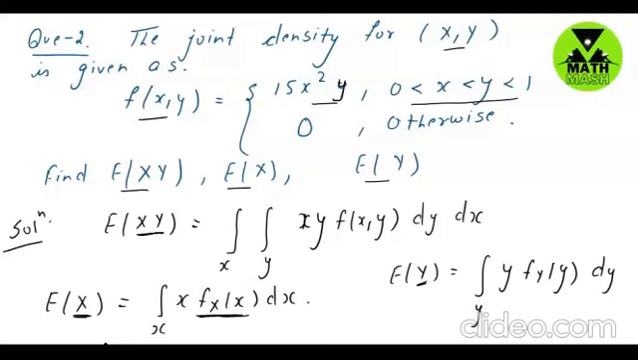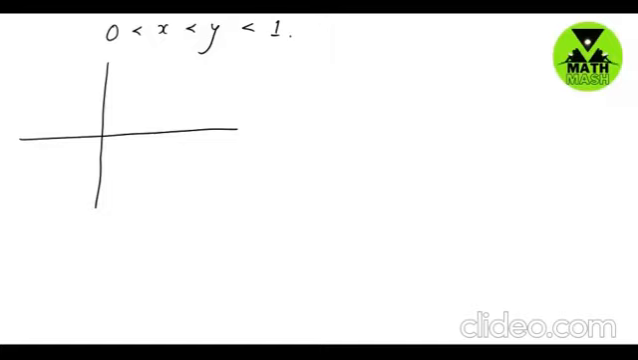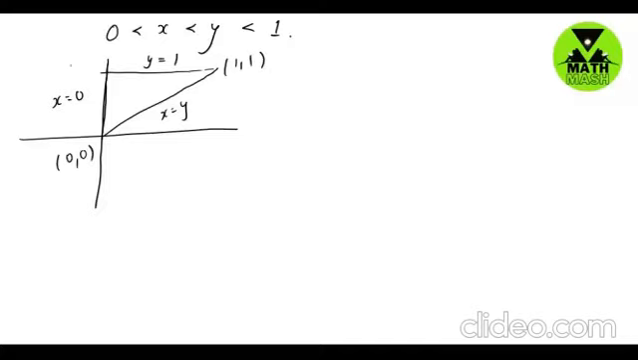The very first step is to sketch the region where the function is defined. So first we'll sketch this region, 0 is less than x is less than y is less than 1. Here we have the y-axis and this is the x-axis. x equals 0 is this line, y equals 1 is this line, and x equals y is this line. The corner points are 1 1, 0 0, and 0 1.